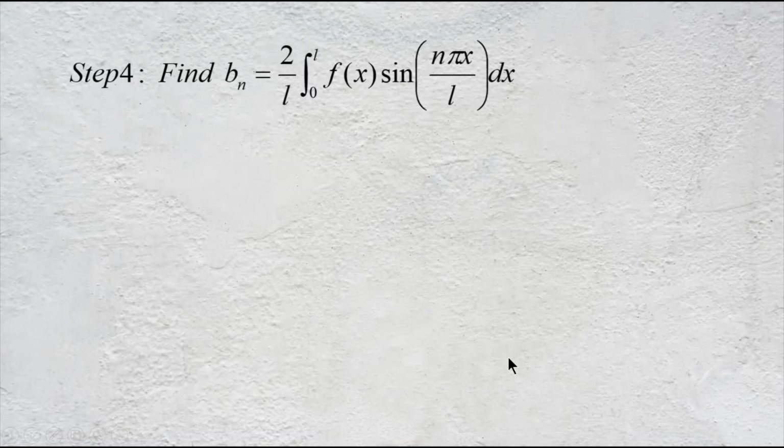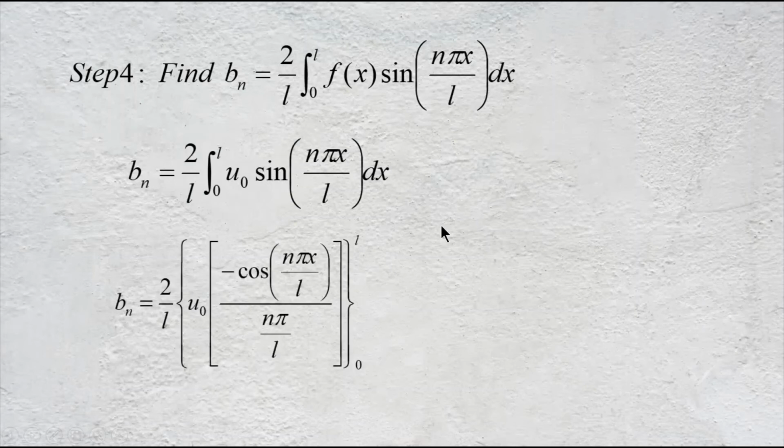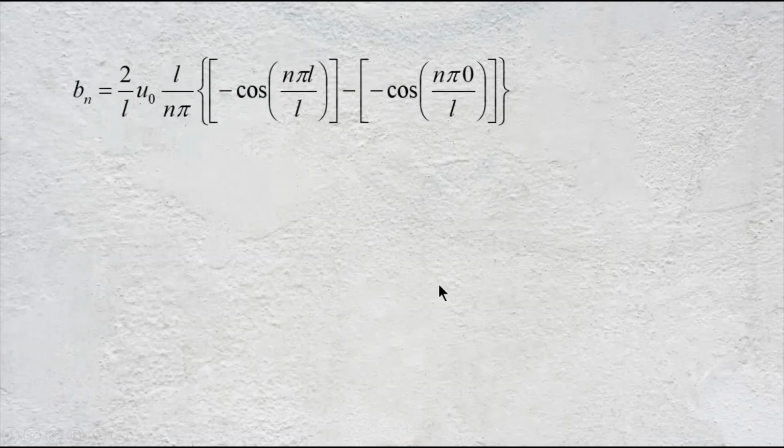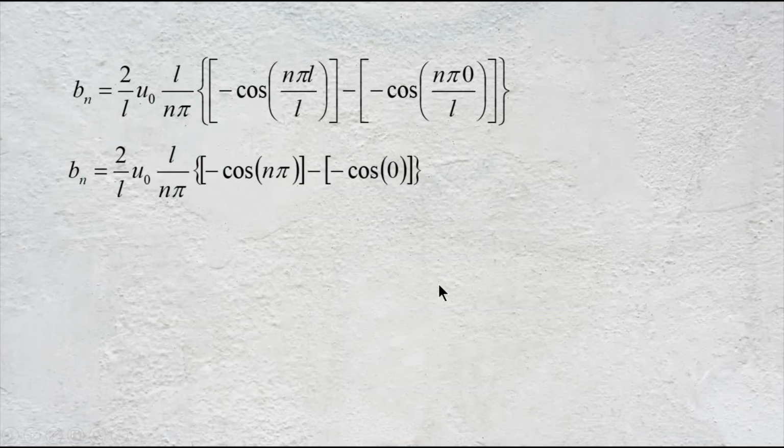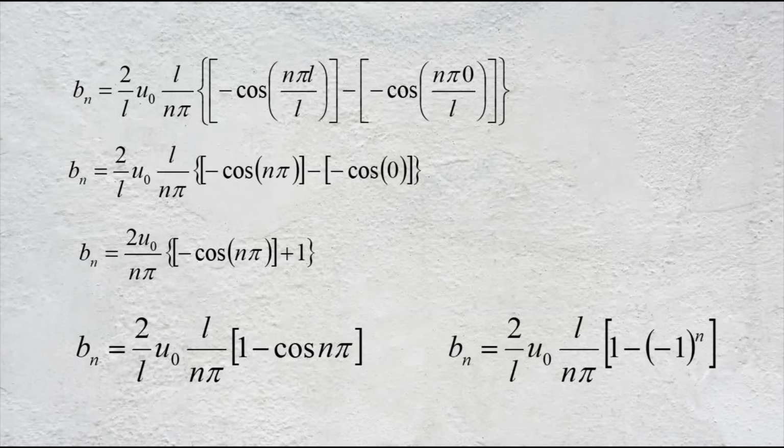Now in our step 4 we are going to evaluate the coefficient Bn. Here you can substitute f of x as U0, and then since U0 is a constant, you can integrate only sin n pi x by L, which is minus cos n pi x by L divided by the coefficient of x. Now apply the limits and then evaluate this further. So you will get 1 minus cos n pi, 2 into U0 divided by n pi. But you know cos n pi is nothing but minus 1 raised to n. So after substituting this you get this equation.